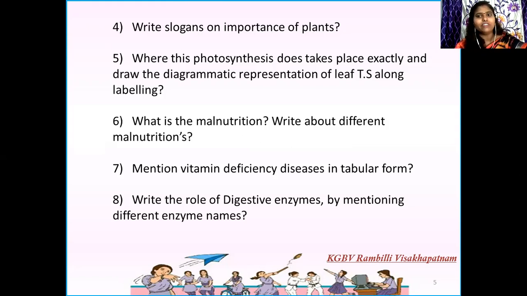Mention vitamin deficiency diseases in tabular form. We know very well the various vitamin deficiency diseases. We can take a serial number and list the vitamins, and beside the vitamins list we can give the diagnostic features and symptoms of those diseases, and also the vitamin sources. And let's go to the eighth question.